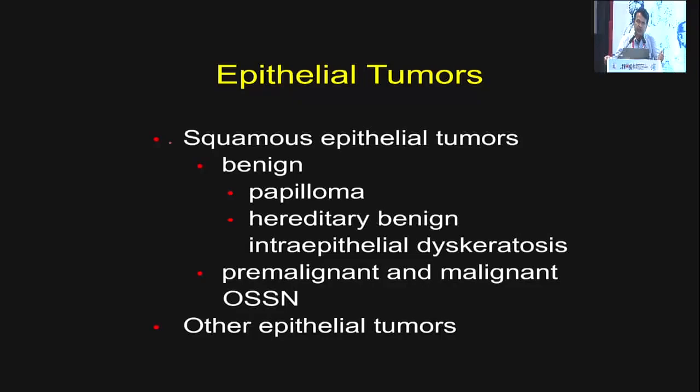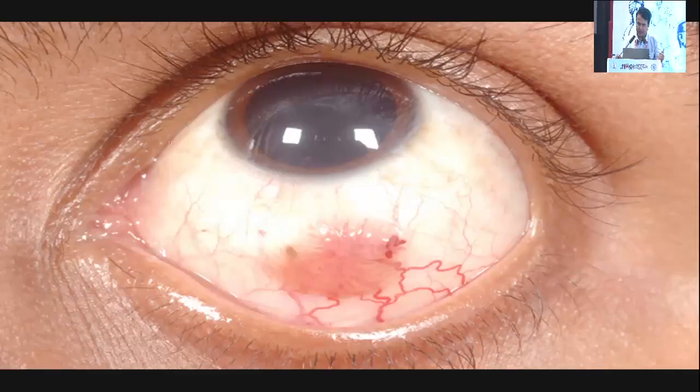Now, epithelial tumors can be further classified as squamous epithelial tumors, which are benign: papilloma, and hereditary benign intraepithelial dyskeratosis, which we will not cover because it does not happen in India. It happens in triracial individuals called Navajo Indians in the United States, especially in the North Carolina and South Carolina provinces. Then pre-malignant and malignant tumors: ocular surface squamous neoplasia, an encompassing term which includes dysplasia, which is a pre-malignant lesion, carcinoma in situ, and invasive squamous cell carcinoma. And there are other epithelial tumors as well.